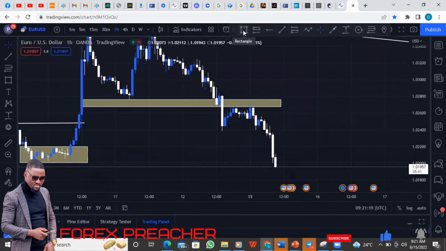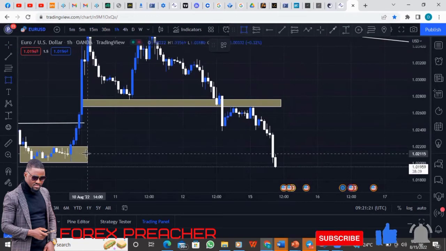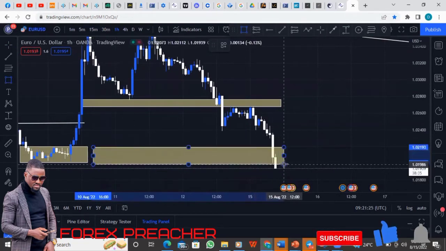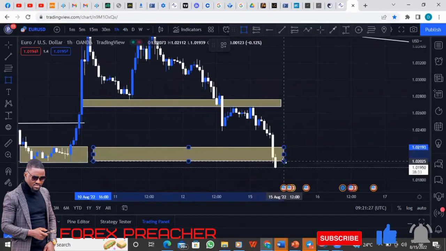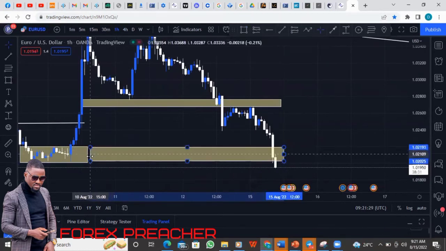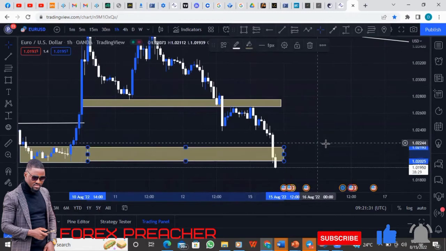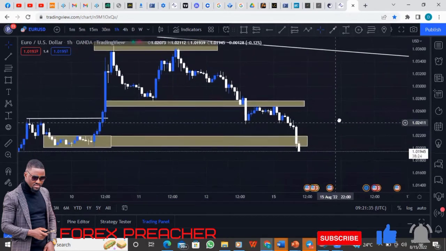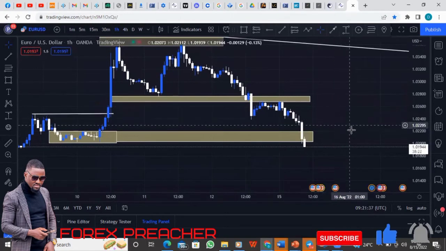So we were still expecting the market to form or to reject at this zone, but as we can clearly see, it's pushing down further.